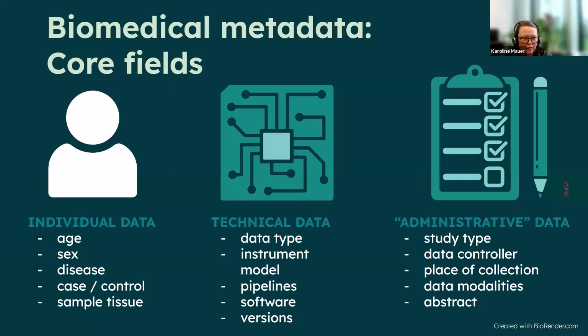Core fields that, at least in biomedicine, should be considered are age, sex, disease, case control, and sample tissue for the individual. On the technical side, we need information about the data type, instrument model, pipelines, software and software versions. And for the administrative data: study type, data controller, maybe a place of collection, modalities, and an abstract or protocols.